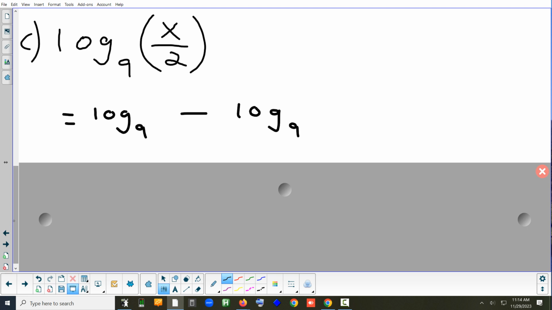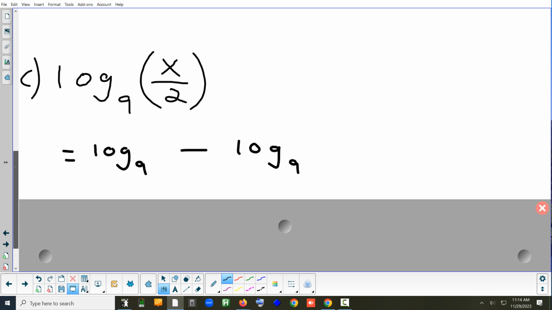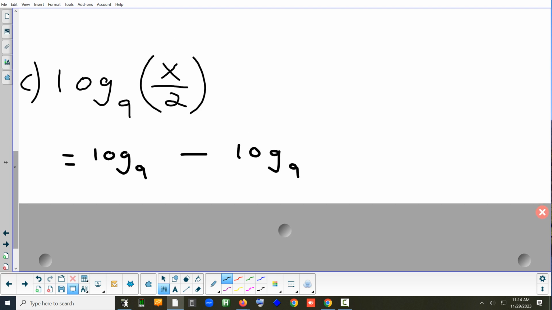How would you put a log into like the base on the base? I'm going to show you either today or tomorrow how to do that. Maybe today.